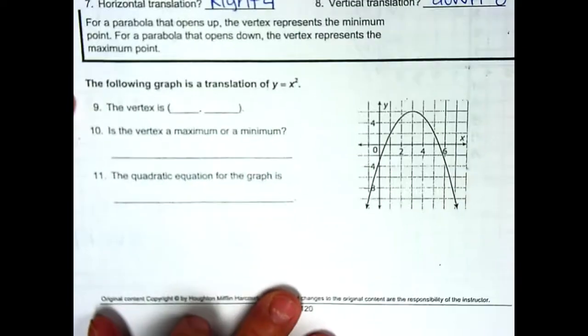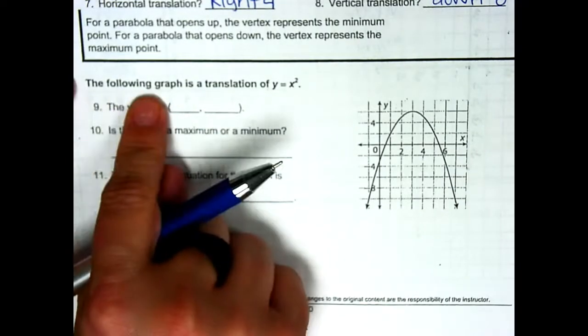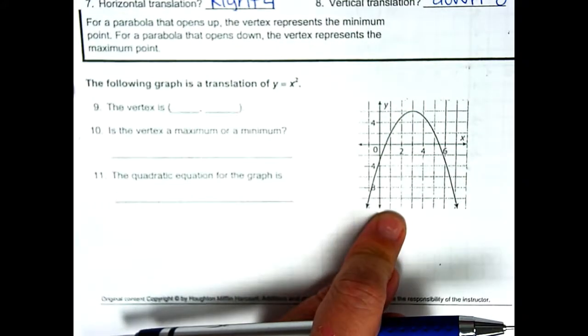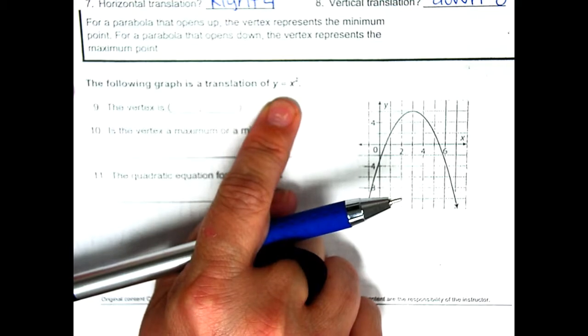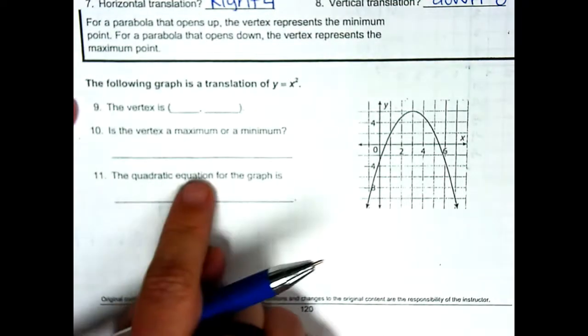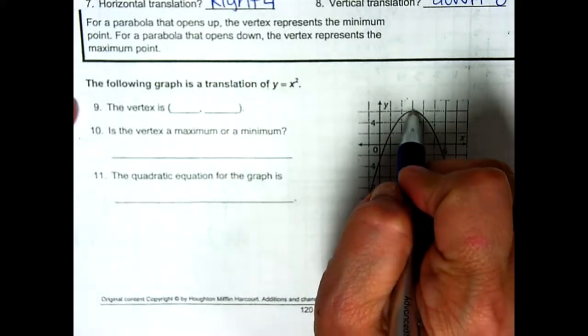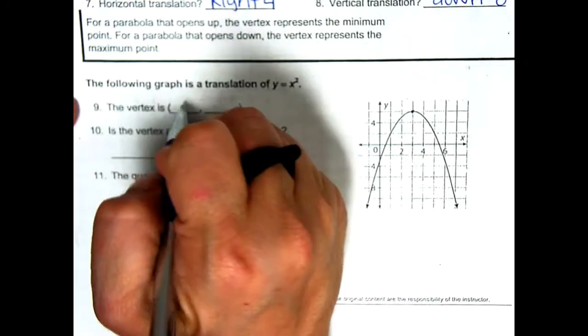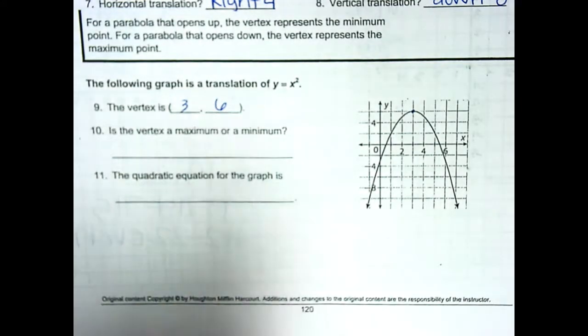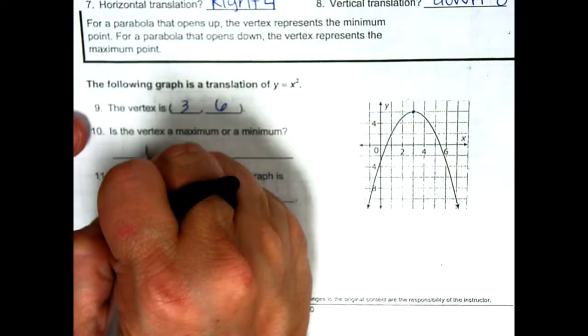Okay, the following, we're going to look at the next one. It says the following graph is a translation of y equals x squared. So they've taken the parent function and we've translated it. The first thing it asks for is the vertex. The vertex obviously is the middle point. That is (3, 6). Is the vertex a maximum or minimum? Because it opens down, it's a maximum.